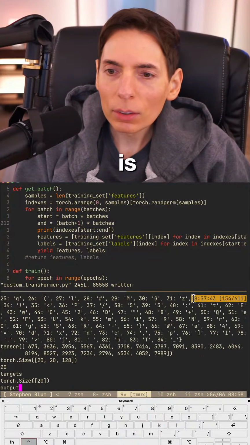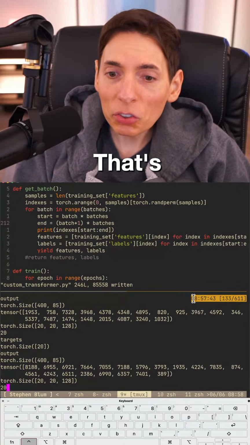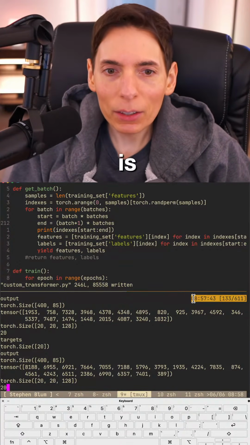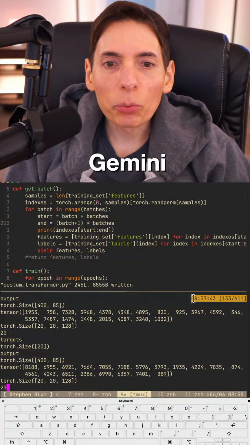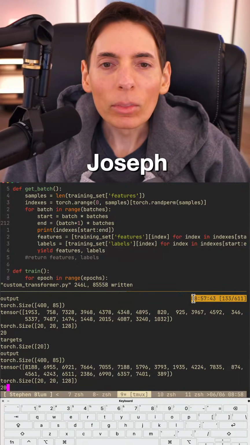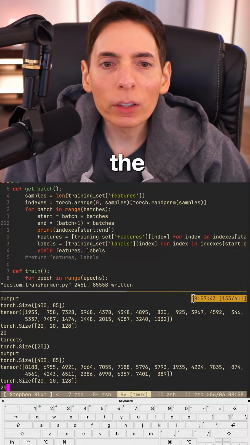How big is the data set? That's busted. Who's Joseph? Apparently Gemini is. Gemini 3 preview is Joseph.